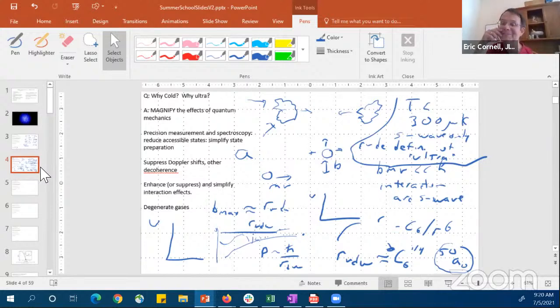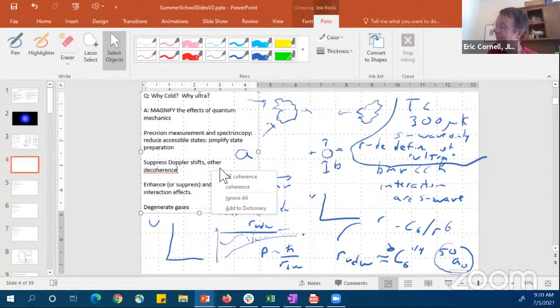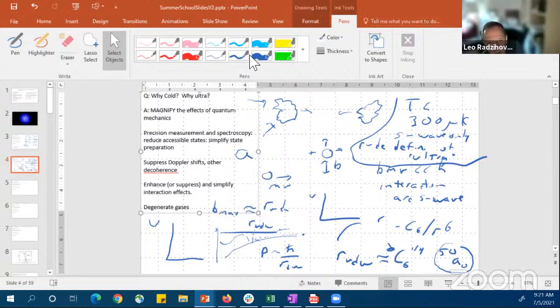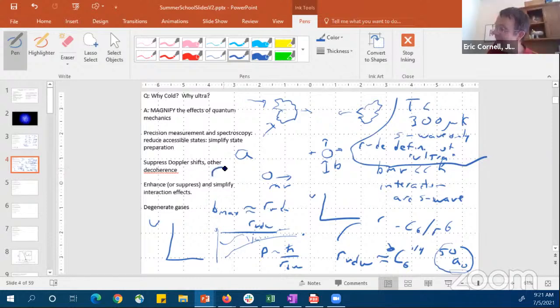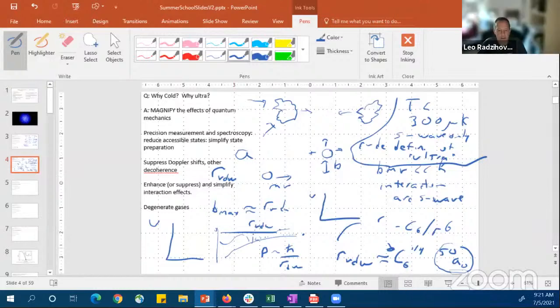More questions? Eric, I can't quite read it. It says V maximum equals... can you say what the right-hand side of that equation is? That is R with the subscript vdW. Oh, van der Waals, okay. Yeah, it's like a van der Waals length. Oh, okay, thank you. I thought there was something else following it. Okay, makes sense. Thank you.